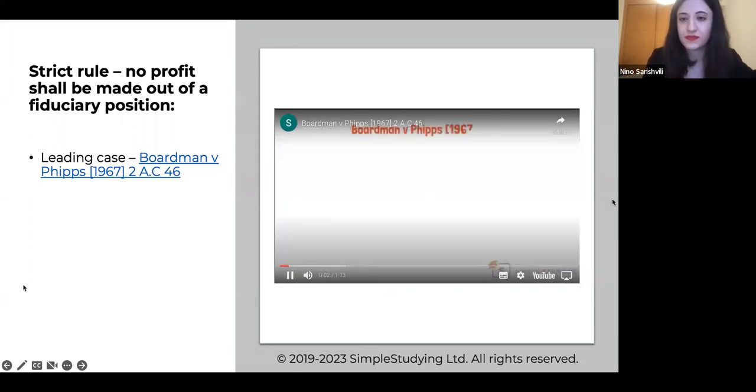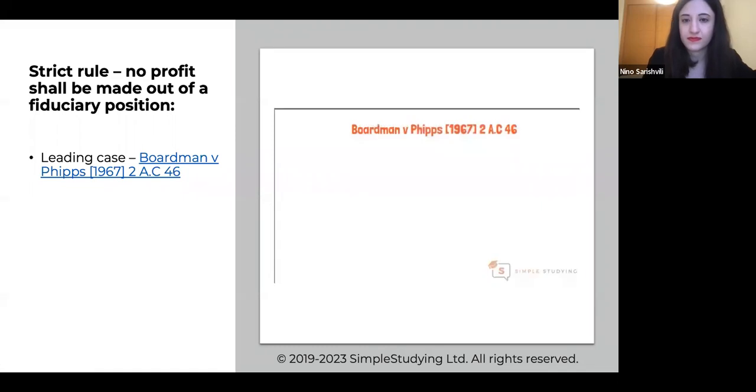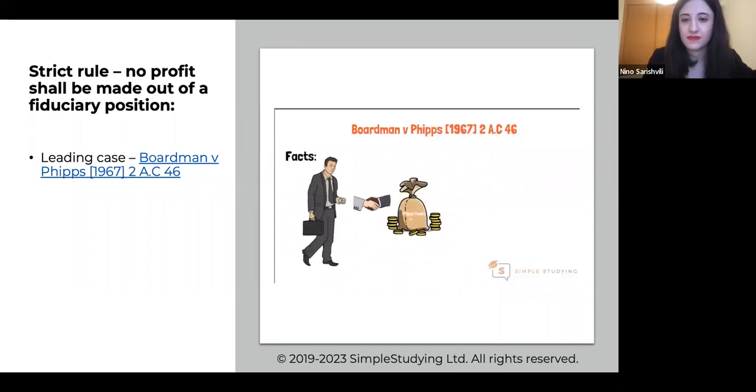Boardman and Phipps is an equity and trust case concerning the fiduciary duties of a solicitor owed to the client. Here are the facts of the case. Boardman was a solicitor for a trust, the Phipps Family Trust. He was not a trustee, but he was in a fiduciary capacity as the advisor to the Phipps Family Trust.